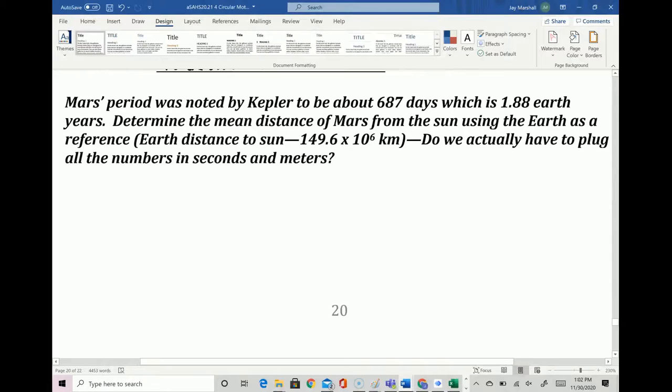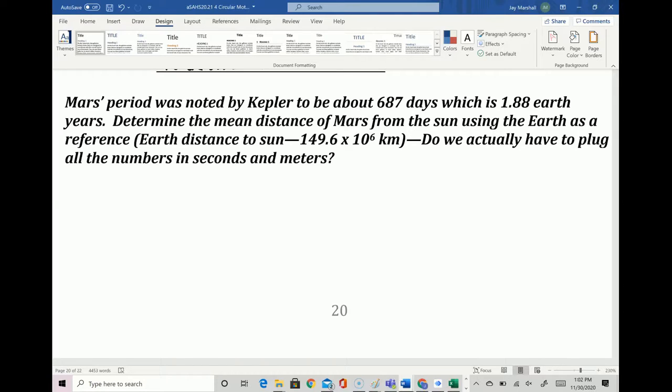Mars' period was noted by Kepler to be about 687 days, which is 1.88 Earth years. Determine the mean distance of Mars from the sun using the Earth as a reference. The Earth's distance to the sun is going to be 149.6 times 10 to the 6 kilometers.